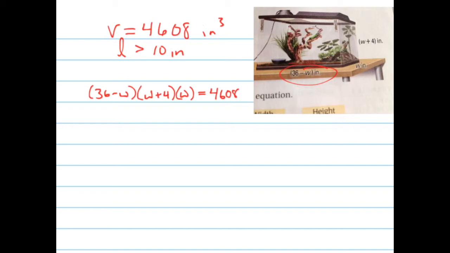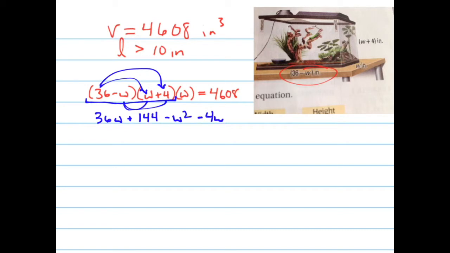Seems a little daunting, but let's take it one piece at a time. Let's start by multiplying these first 2 terms together, by foiling. So what do we get when we multiply the firsts? 36W. And the outsides? 144. And the insides? And the last? -4W. Before we multiply that by W, let's straighten it out and add our like terms. So we'll start with -W squared, and 36W and -4W are 32W, and then plus 144.